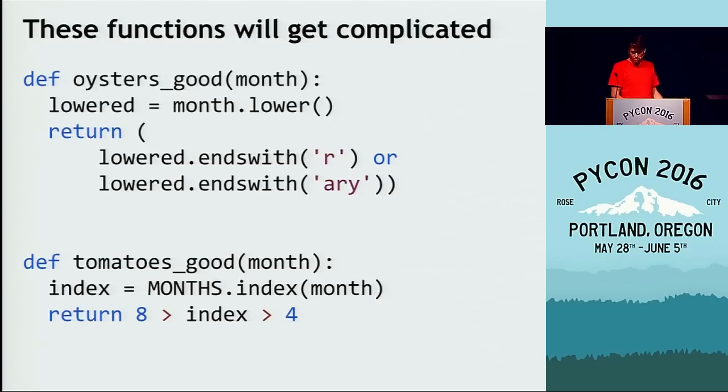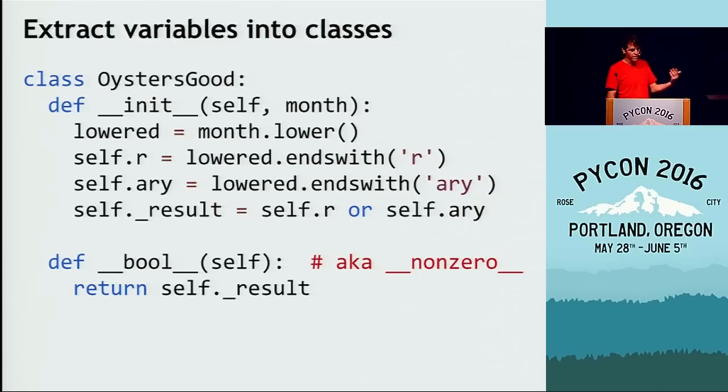And when you get to that point, my recommendation is to extract a class from this. This is the same idea, but instead of a function, it's a class. It takes a month, just like the other code did. But the big difference is that it saves the value in this result attribute.